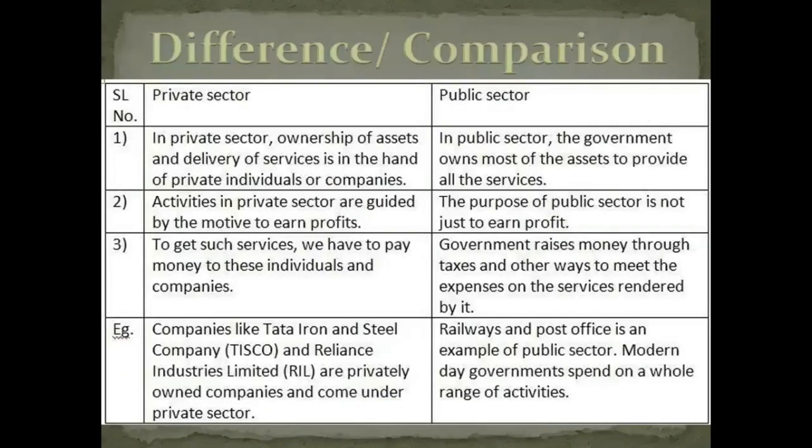What is the difference between private and public sector? So number one, in the private sector, the ownership is in the hands of a private individual or company. Here it is in the hands of the government, whether national, state or local. In the private sector, they are guided by one motive, that is to earn profit. Here it is for public welfare. I can write, instead of writing that the purpose of the public sector is not just to earn profit, we can write like this also: the purpose of the public sector is to provide public welfare. Correct? Then in the private sector, we have to pay money to the individuals and companies.